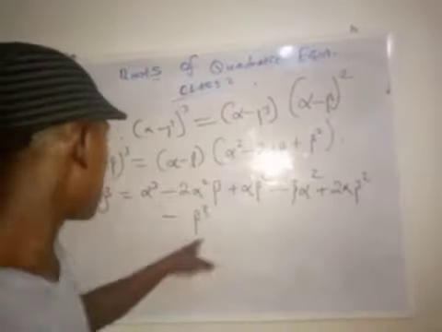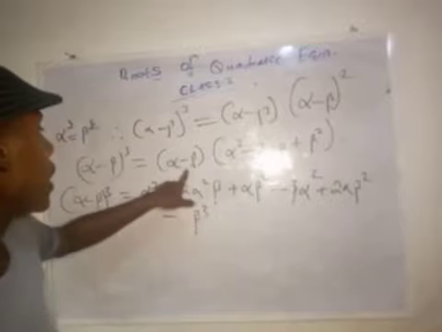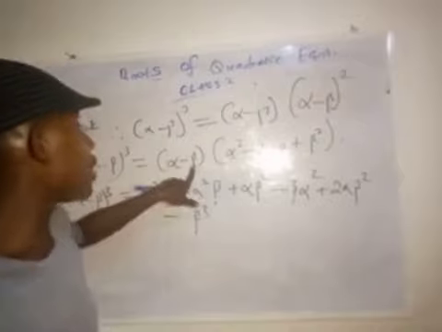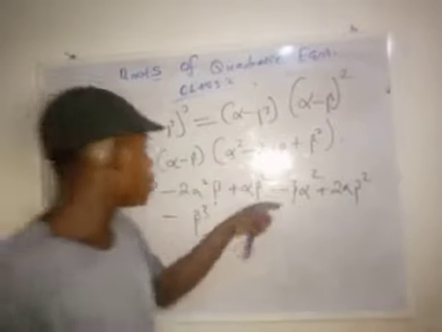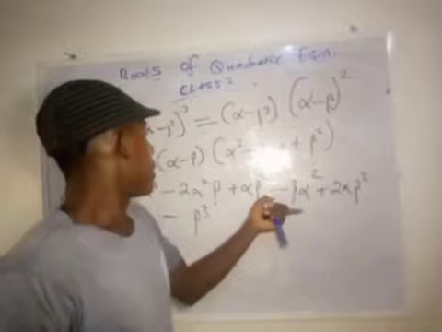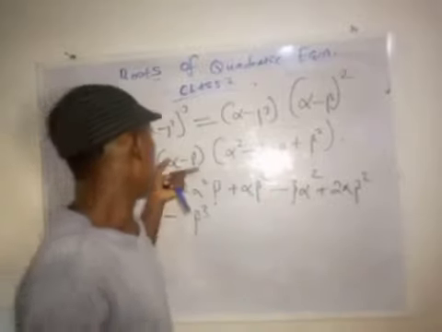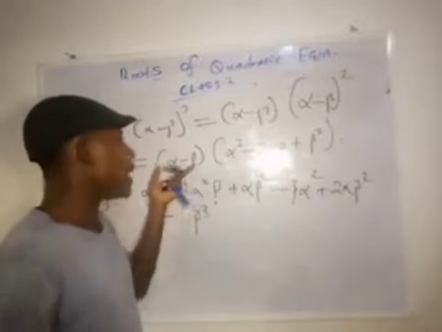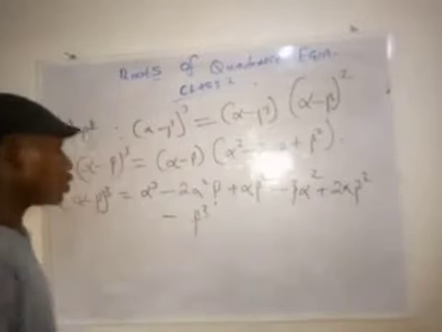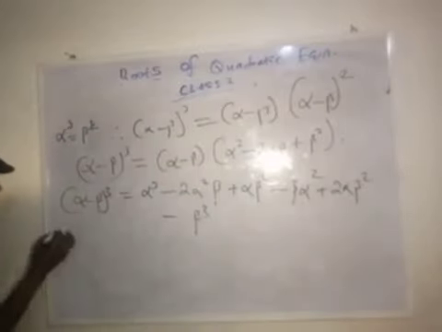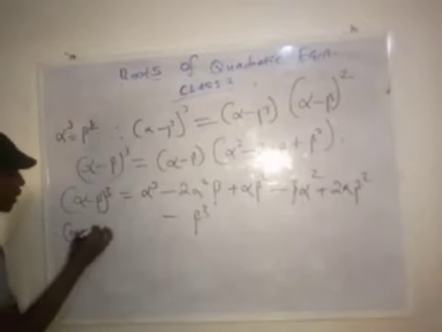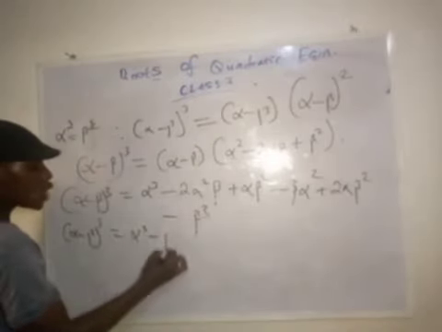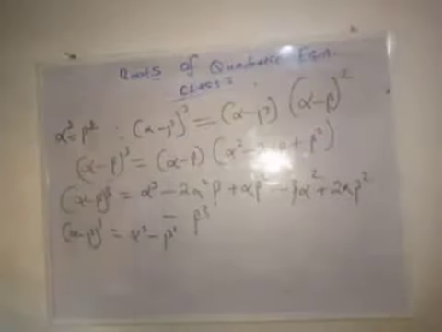If you look at this, alpha multiplied by alpha squared, I'm going to get alpha cube. Alpha multiplied by this, I'm going to get minus 2 alpha squared beta. And alpha multiplied by this, I'm going to get alpha beta squared. If I multiply minus beta with alpha squared, I'm going to get minus beta alpha squared. If I multiply this with this, I'm going to get 2 alpha beta squared. And if I multiply this with this, I'm going to get minus beta cube, right? So therefore, alpha minus beta cube is equal to, collecting like terms, alpha cube minus beta cube. Are you getting that point?